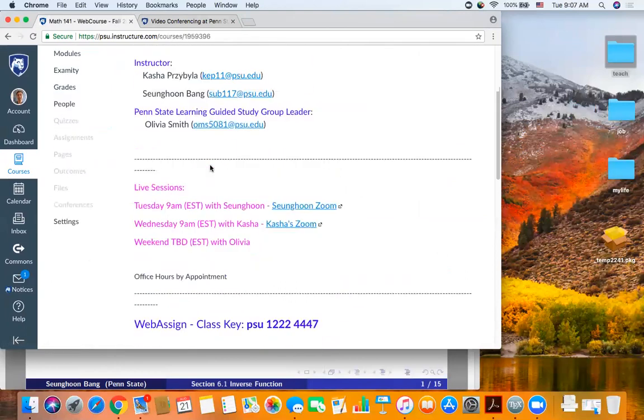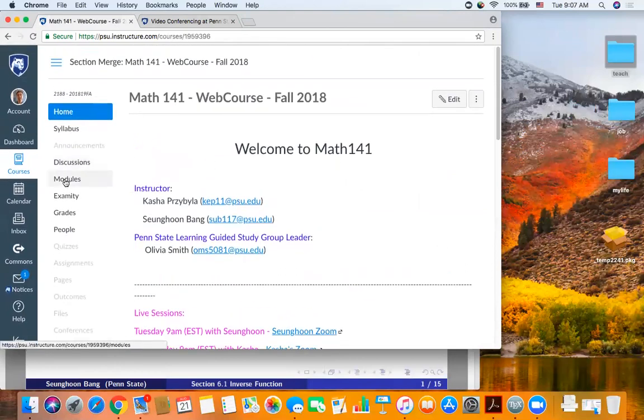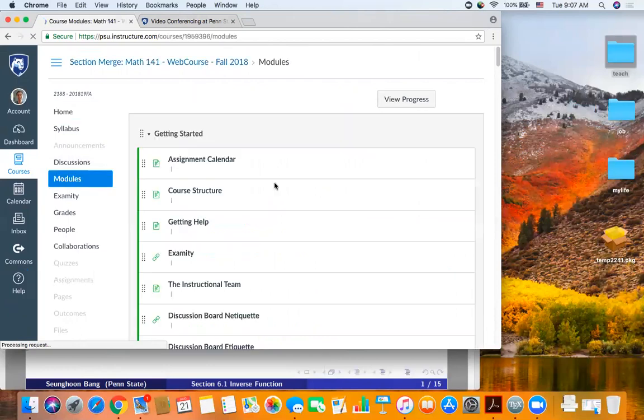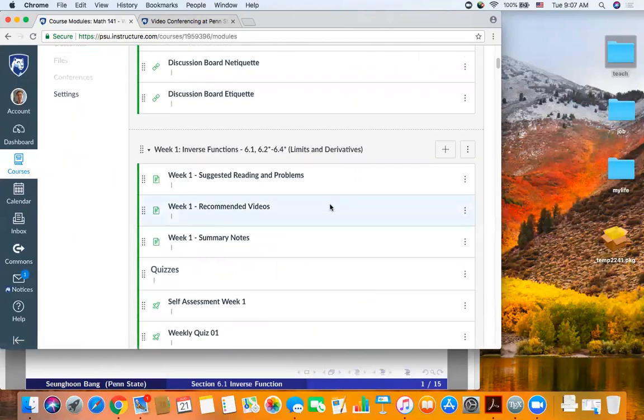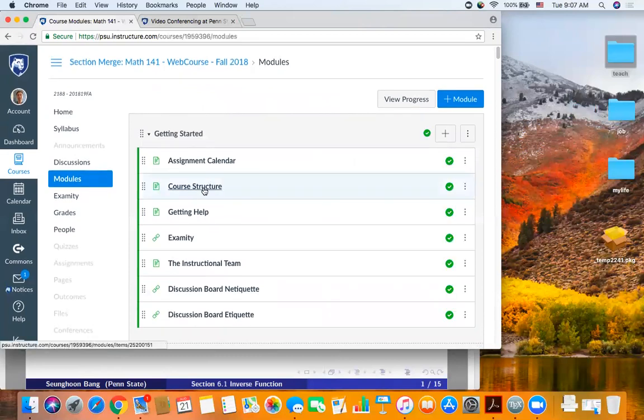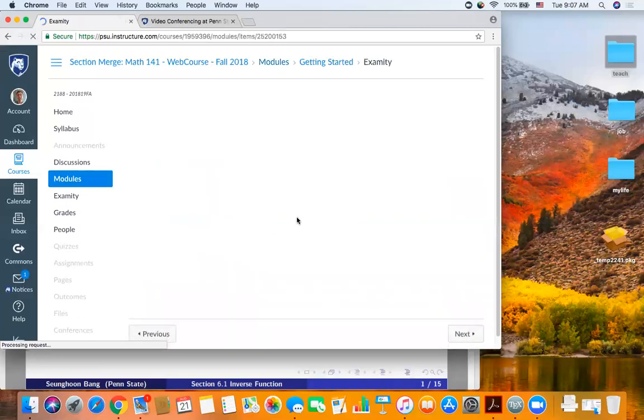Another one, going to Modules again. The course structure you can read by yourself. The getting help section you can read by yourself. The exam is an online exam. We use Examily, which is for online exams. You just click Examily.